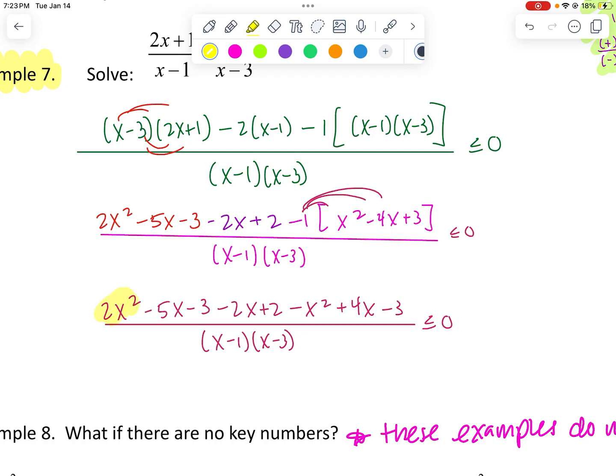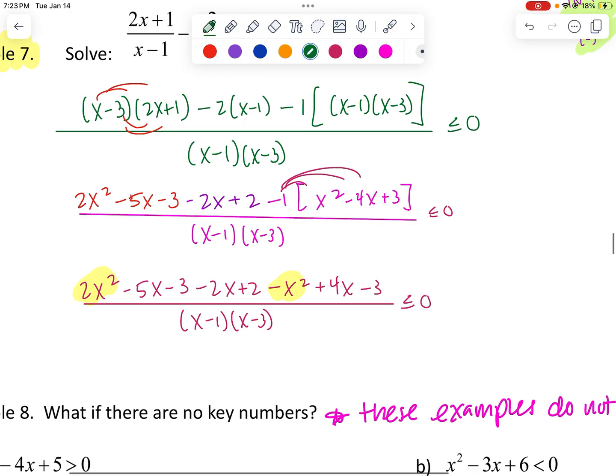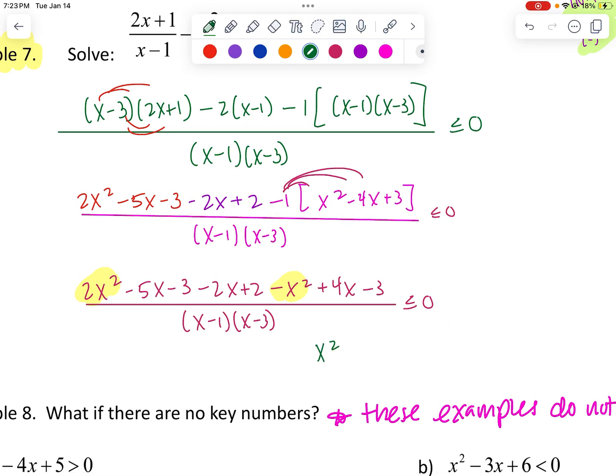I have a 2x squared minus x squared. That will give me an x squared. I have a negative 5x minus 2x. That's negative 7x plus 4x. That gives me a negative 3x. And then I have a negative 3 plus 2. What's that? Negative 1. Negative 1 minus 3 is negative 4, all over x minus 1, x minus 3.